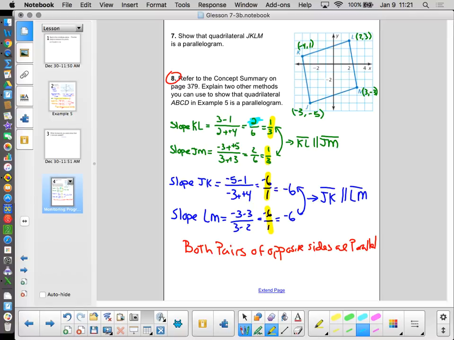So be showing your work, know your distance, midpoint, slope formulas, be prepared to use a variety of methods as you're doing this. All right, that ends this.